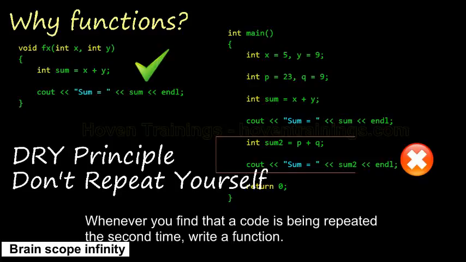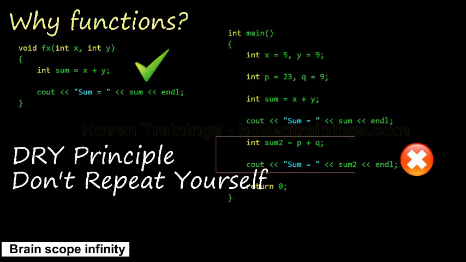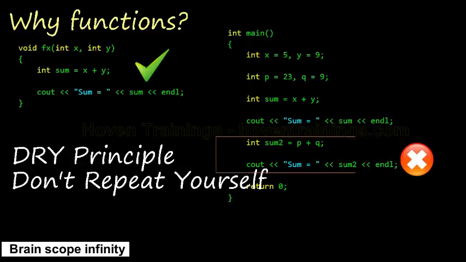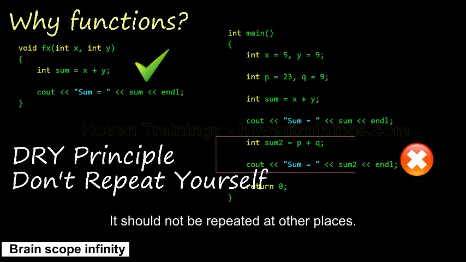Whenever you find that a code is being repeated the second time, write a function. The code inside that function should be called through a function call. It should not be repeated at other places.